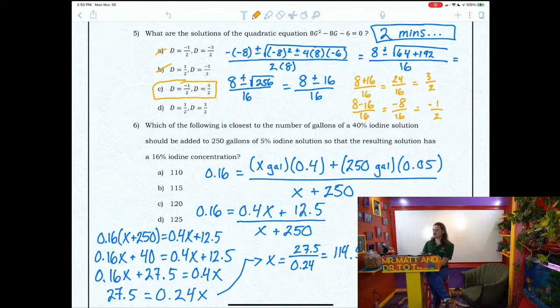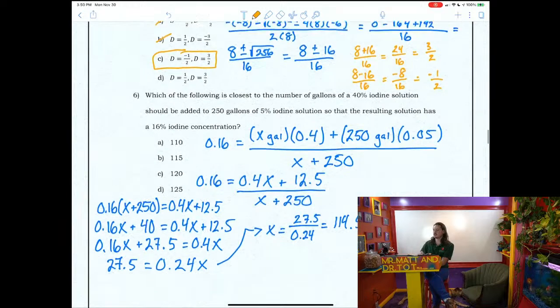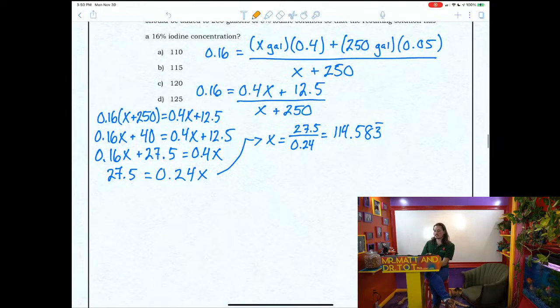Otherwise, for 6, we're going to set up the weighted average as such. So we want it to overall be 16% concentration. So 16% is equal to X gallons times 0.4, so 40% concentration, which is 0.4 as a decimal, plus 250 gallons at a 5% concentration, which written as a decimal is 0.05. Quantity divided by X number of new gallons plus the 250 old gallons that we already have.